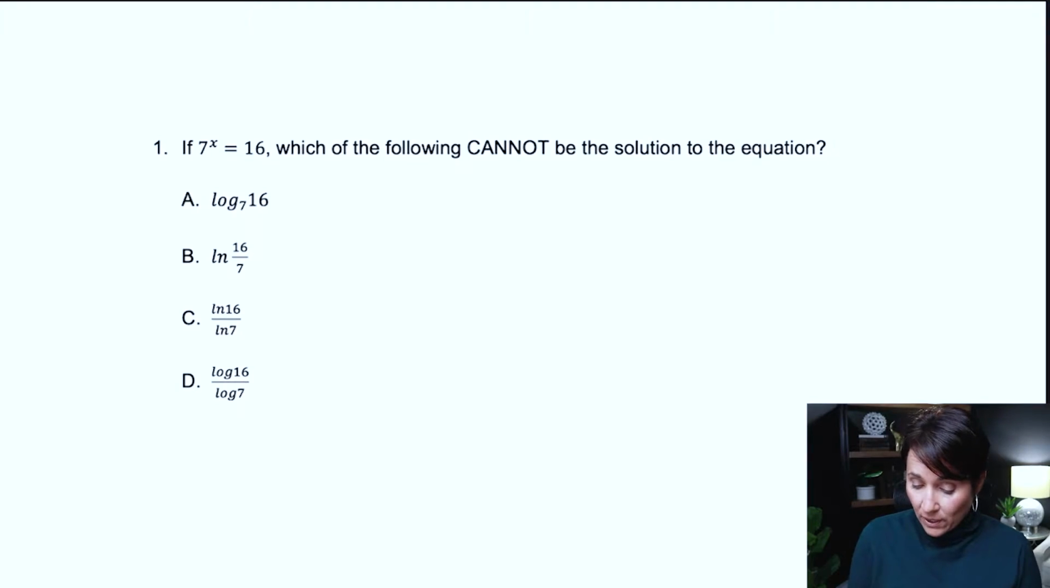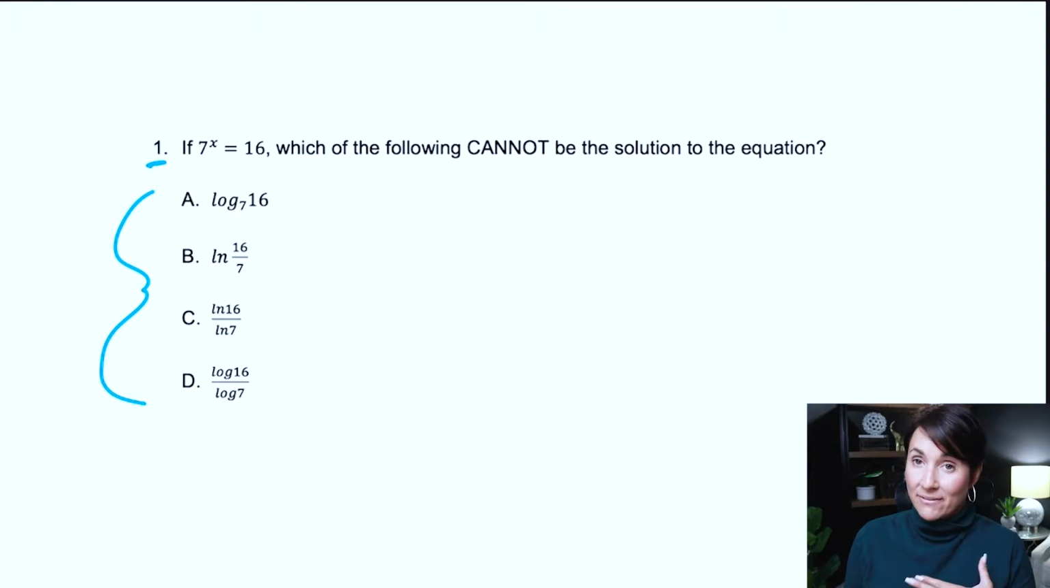Now, here we go with number one. You can see that if 7 to the x power equals 16, which of the following cannot be the solution to the equation? Now, you know that I always like to look at my answer choices before I do anything. This will tell us a lot about what's expected of us in this problem.